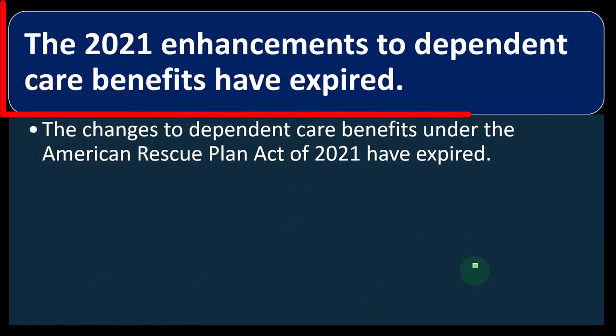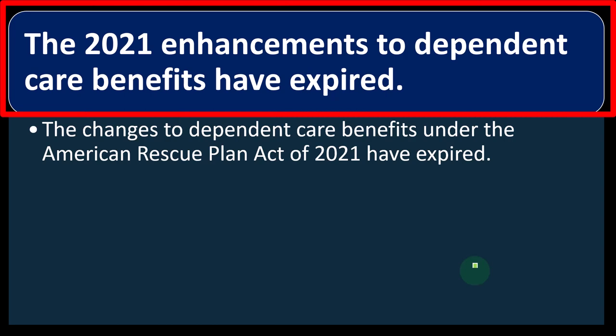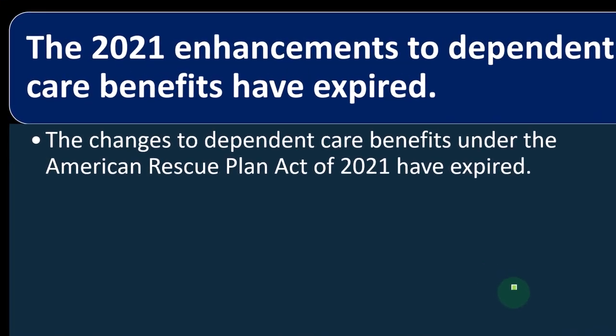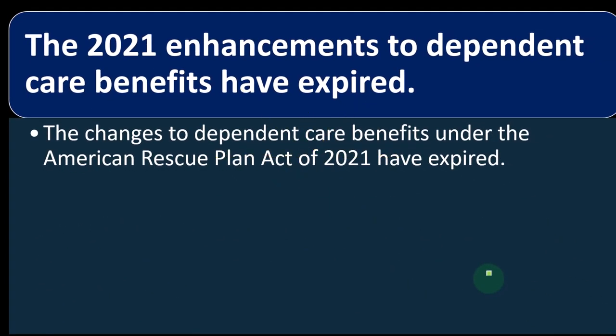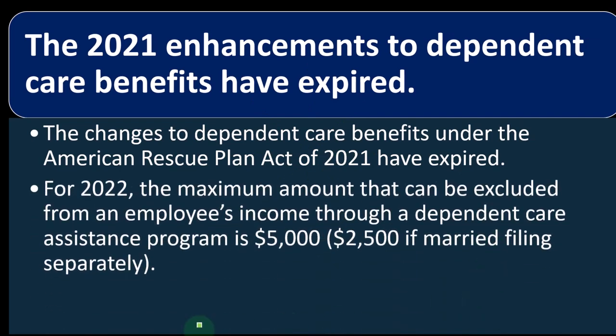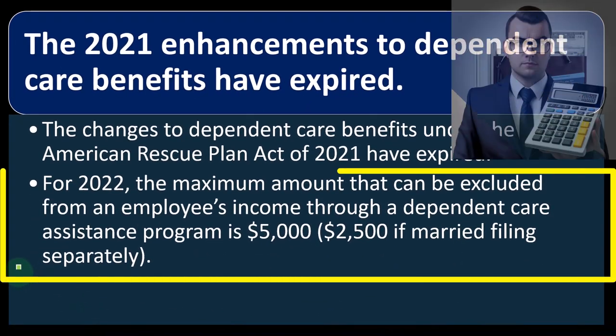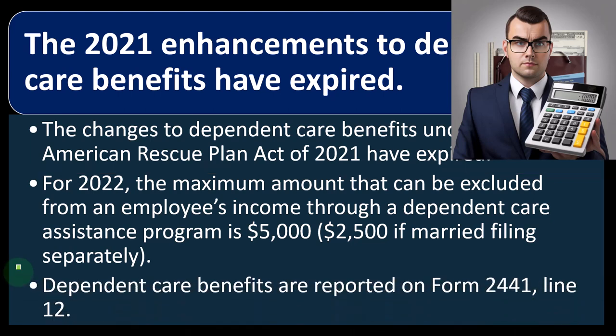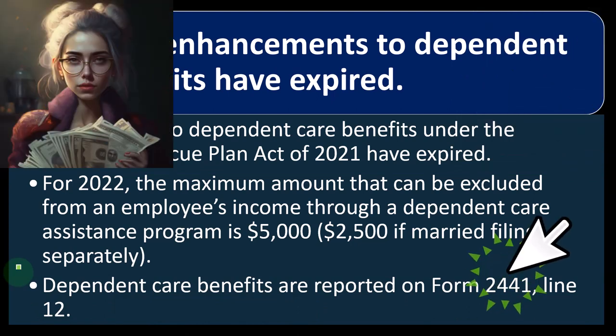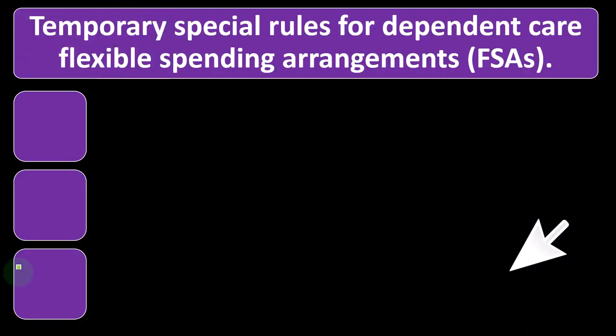All right, so the 2021 enhancements to dependent care benefits have expired as well. Another item, they changed a lot of things in 2021. They're kind of going back to the norm that was in place before that. The changes to dependent care benefits under the American Rescue Plan Act of 2021 have expired. For 2022, the maximum amount that can be excluded from an employee's income through a dependent care assistance program is $5,000, $2,500 if married, filing separately. Dependent care benefits are reported on Form 2441, line 12.